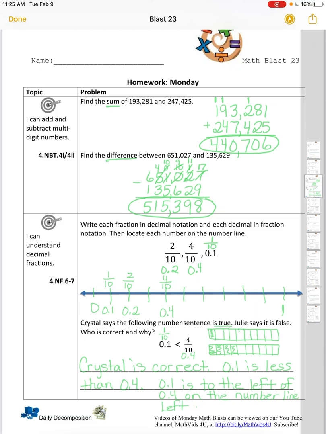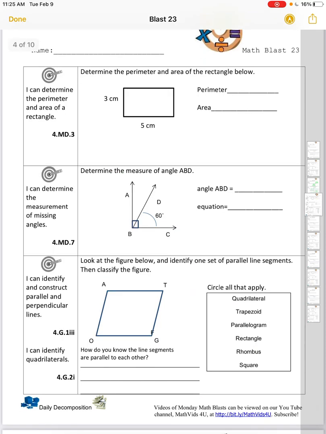And left is less. Okay, we're going to the back side.